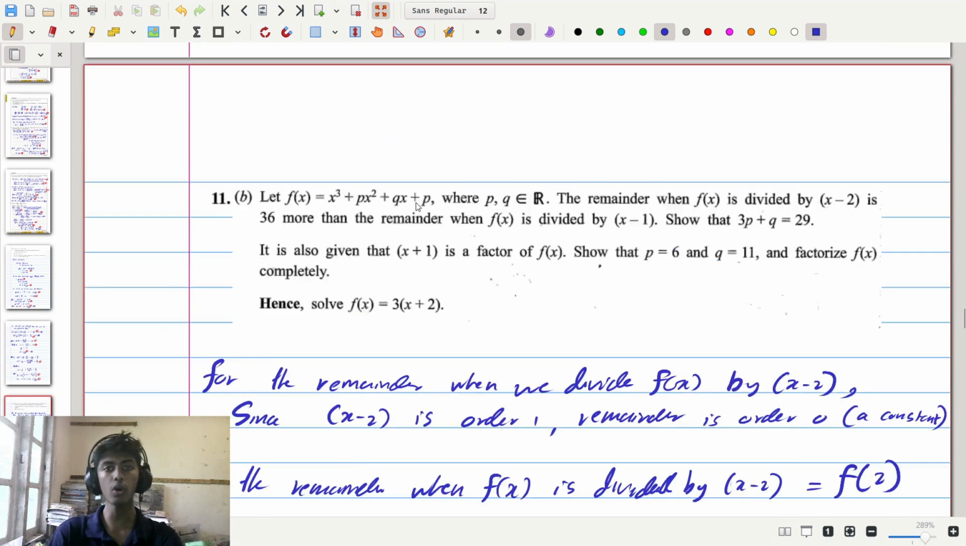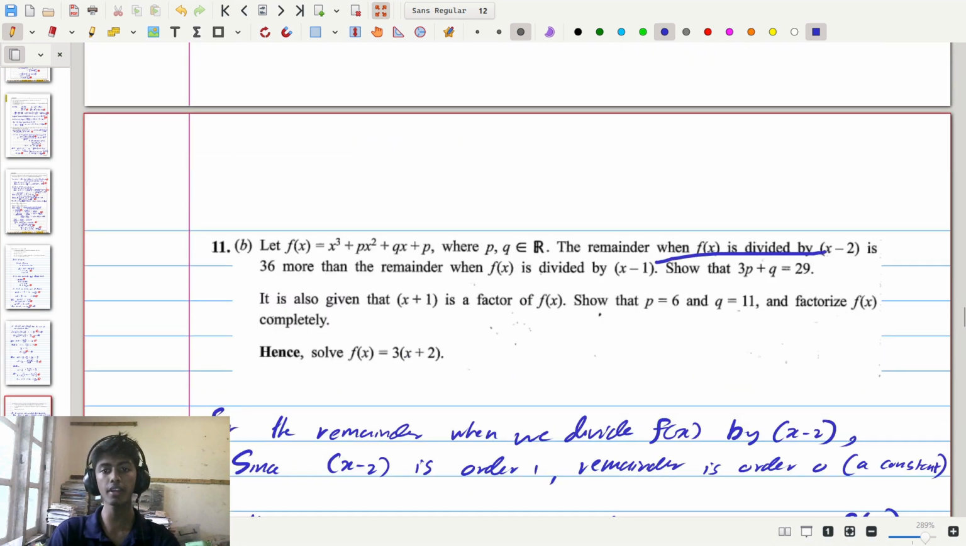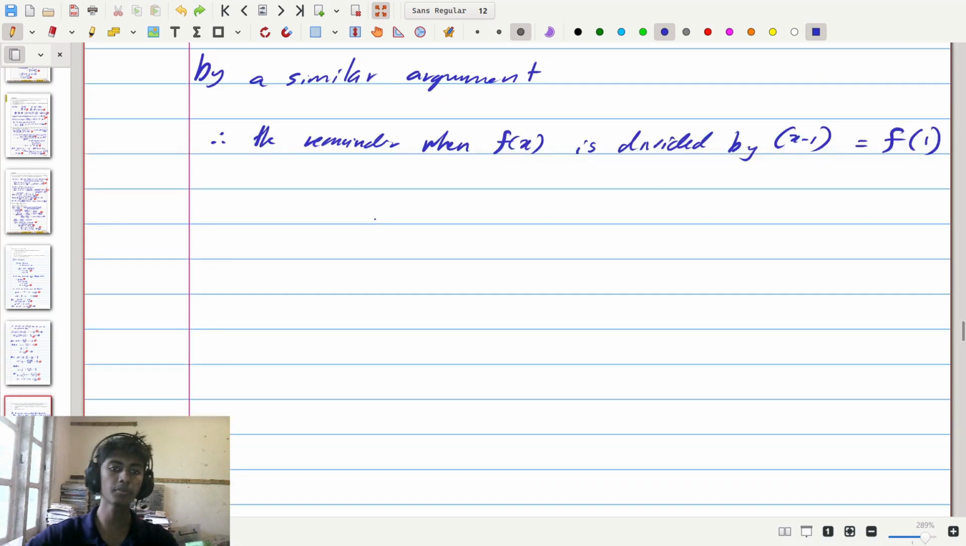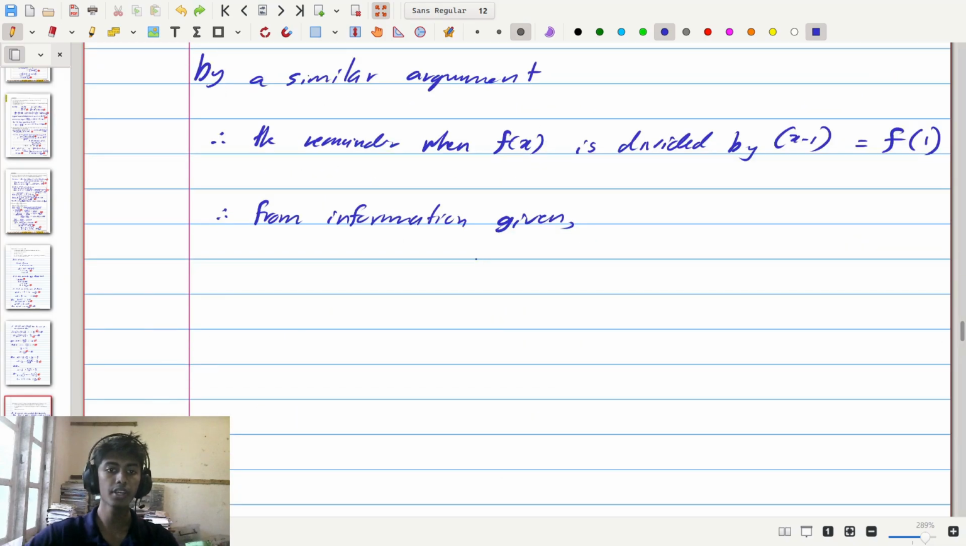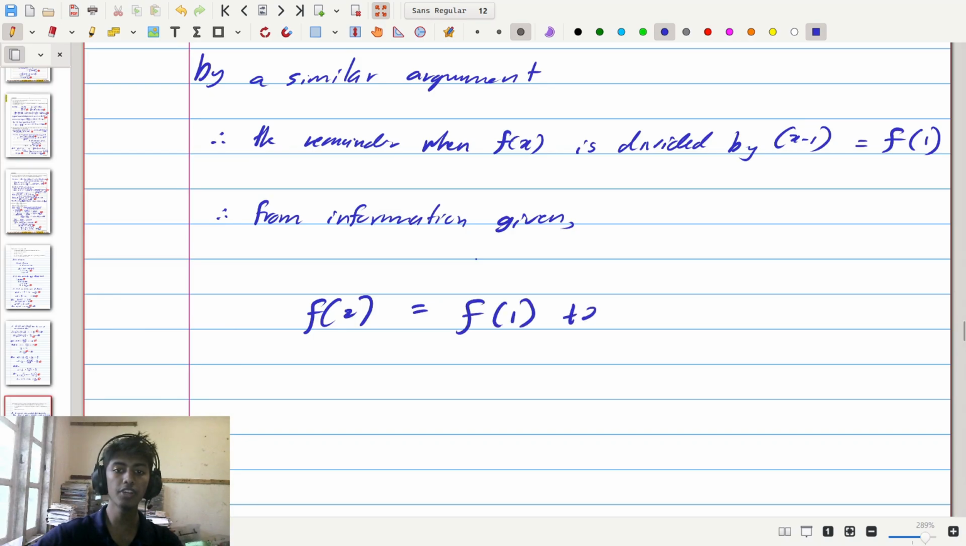Now, what we know is that this remainder is 36 more than this remainder. And therefore, from the information given, we can say the remainder when we divide by x minus 2, which is f(2), is equal to the other remainder, which is f(1) plus 36.